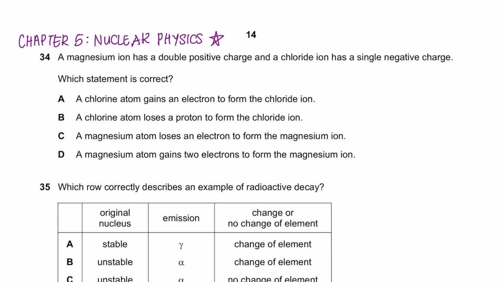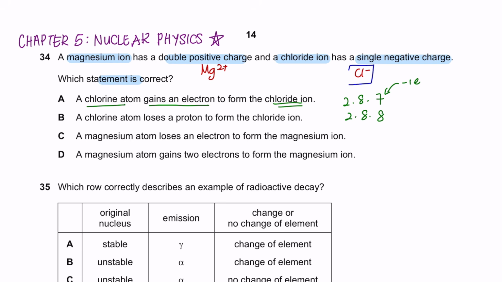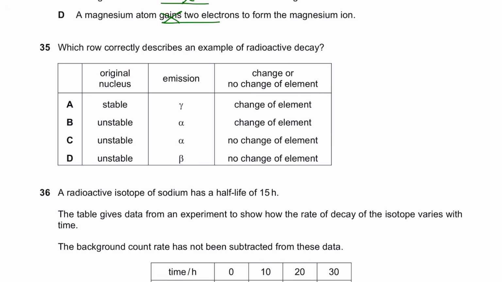Question 34. A magnesium ion has a double positive charge and a chloride ion has a single negative charge. Which statement is correct? A chlorine atom has a configuration of 2,8,7 and it gains an electron to form a chloride ion. So it becomes 2,8,8 and this is the formula for chloride ion. So this statement is correct. The answer is A. Question 35.